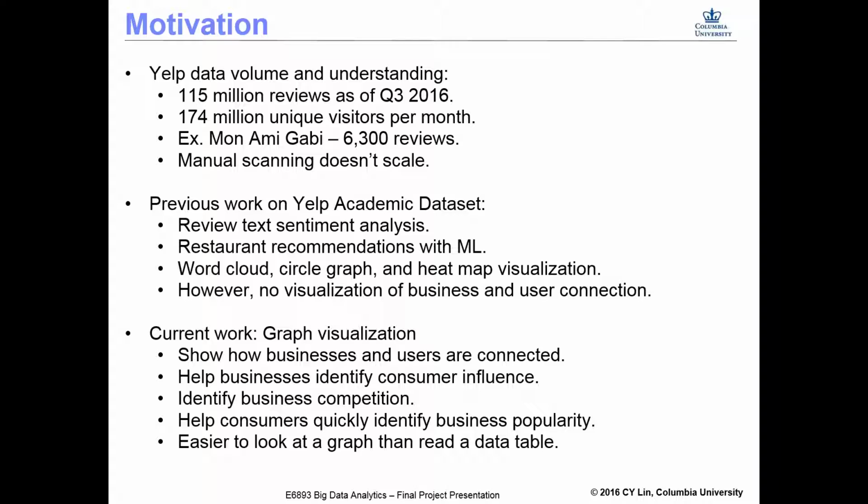Previous work on the Yelp Academic Dataset includes review text sentiment analysis that uses LDA or modified LDA to extract topics and subtopics from the reviews, restaurant recommendations using machine learning techniques, and there have been some visualizations that use word clouds to look at the subtopics from LDA, some circle graphs, and some heat maps that look at the geographical location of these reviews. However, none of these visualizations show the connection between businesses and users as a large network.